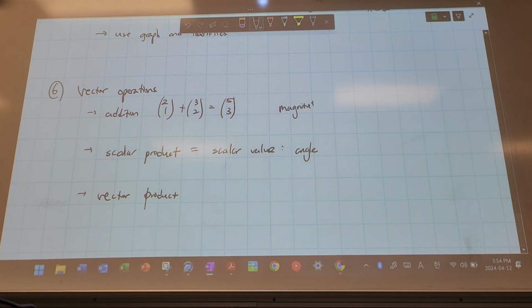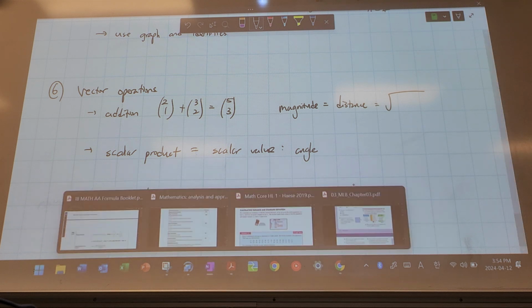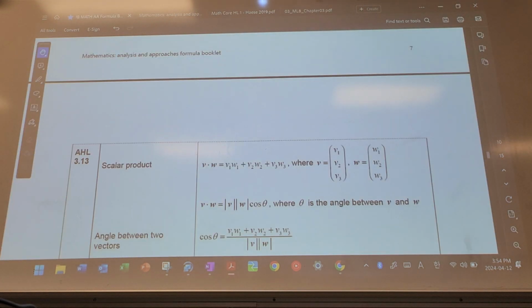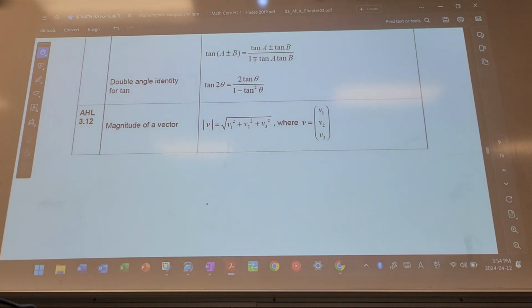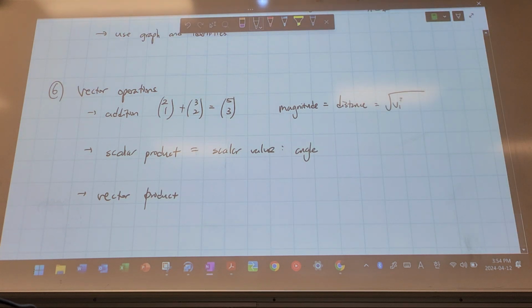So the magnitude of the vector is kind of like the distance, right? So we take the square root of, we have them in the formula booklet, right? V1 squared plus V2 squared plus V3 squared. Okay, so that's the scalar product.